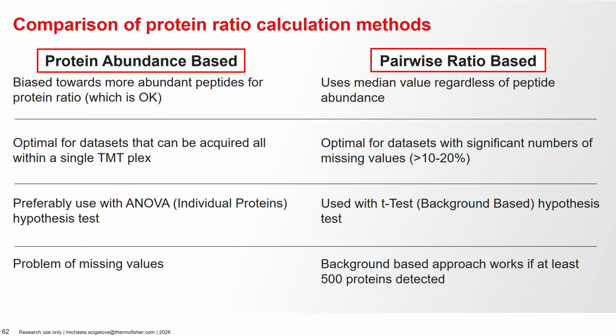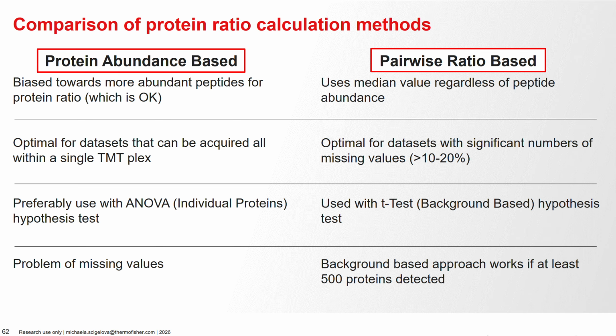But there is one limitation of the t-test background-based hypothesis test, and that is that it relies on a background. The background is basically a big population of proteins which are not changing between sample condition A versus B. And if you don't have such a background, or the background is too small, any evaluation will not be valid. That's why we programmed in a hardcore cutoff. We require that for the t-test background-based hypothesis test to even start running, you have to have at least 500 items in the list, whether it's proteins or peptides.